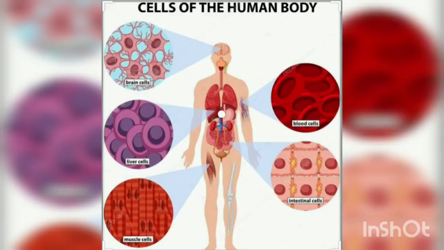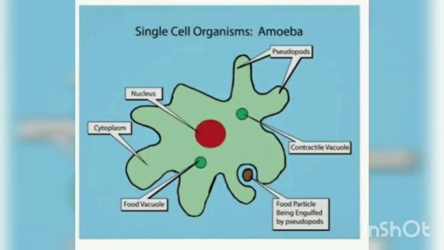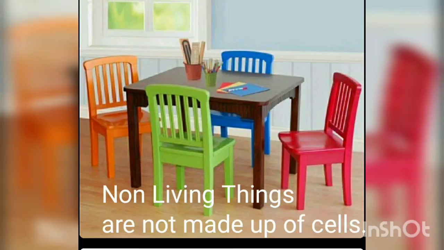Our body contains millions of cells of different types. Some very small animals such as amoeba are made up of only one cell. Non-living things are not made up of cells.